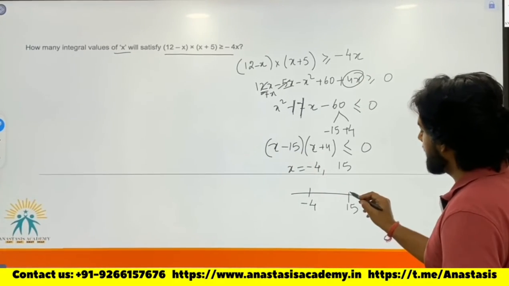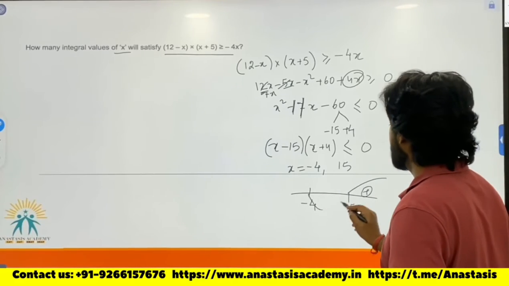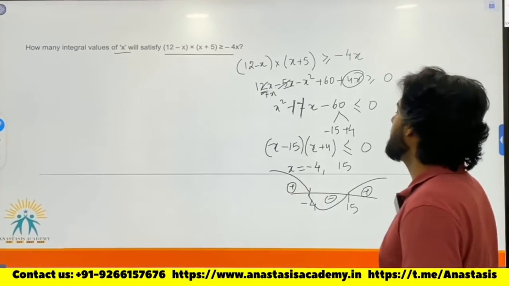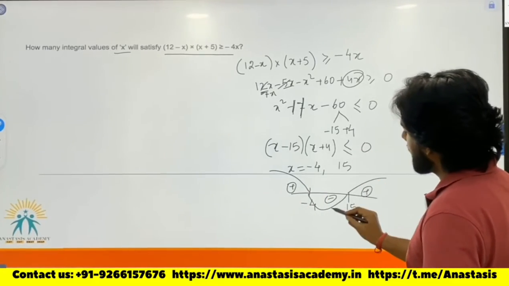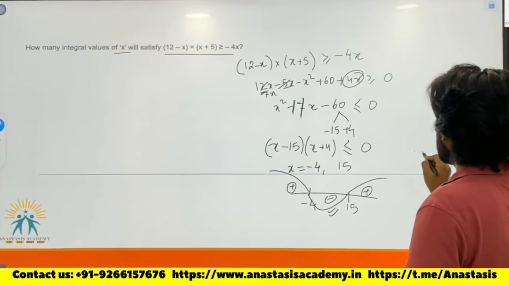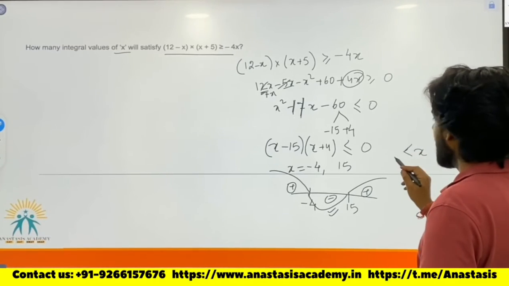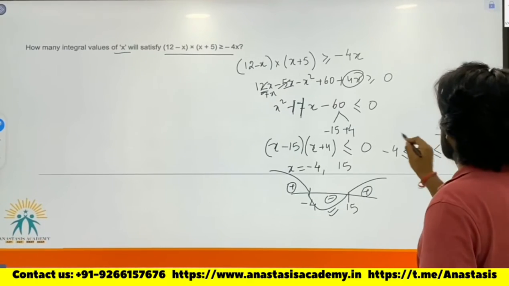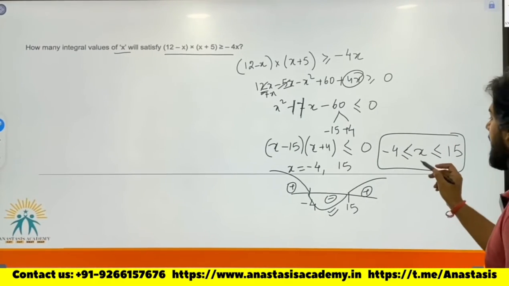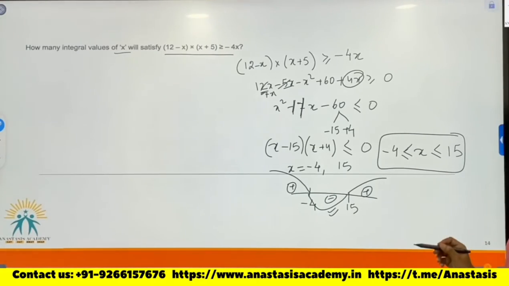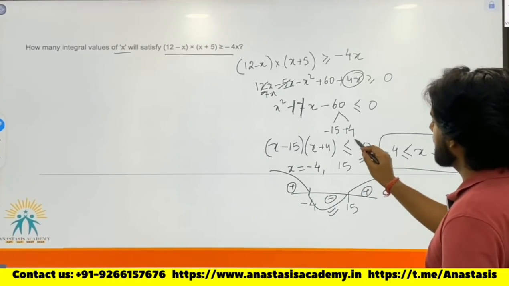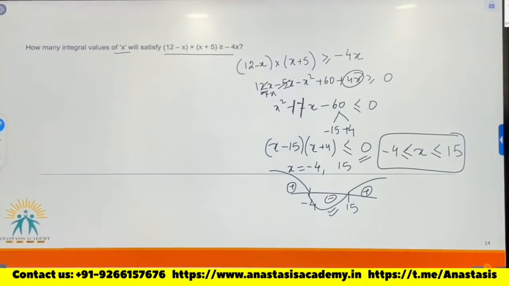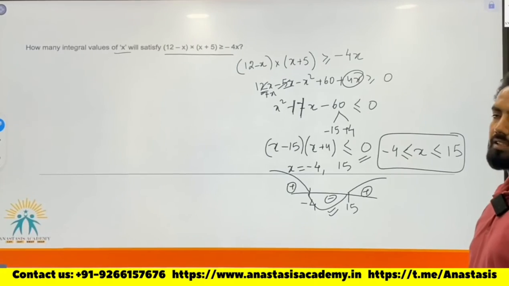I know this product in this region will be positive, and in this region will be negative, and in this region when x is less than minus 4, this product will be positive. I need this product to be negative, so I can say x will take the values from minus 4 to 15, and equality holds at minus 4 and 15 because this is less than or equal to 0, so this relation can be 0. So for x equal to minus 4 and x equal to 15, this product is 0.